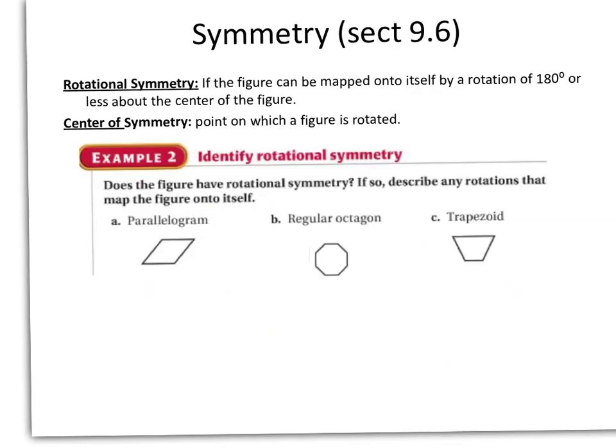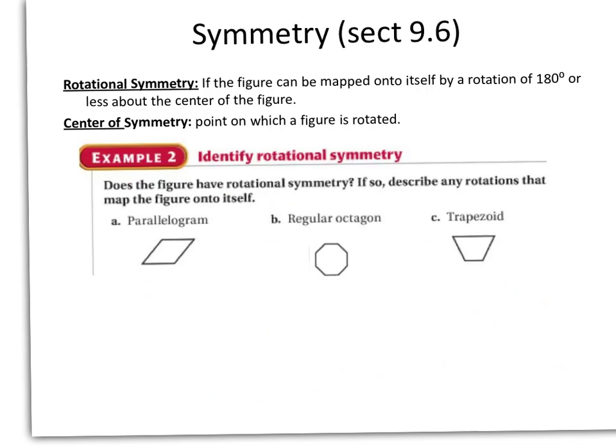Okay, now that we've finished the line of symmetry, we're going to talk about rotational symmetry. If the figure can be mapped onto itself by a rotation of 180 degrees or less about the center of a figure, then it has rotational symmetry. The center of the symmetry is the point on which a figure is rotated. When we did rotations earlier, we did it about the origin. Now the center is the point that it's rotated about, and rotational symmetry is when you rotate it about the center of the figure.